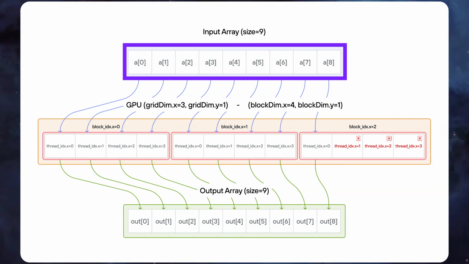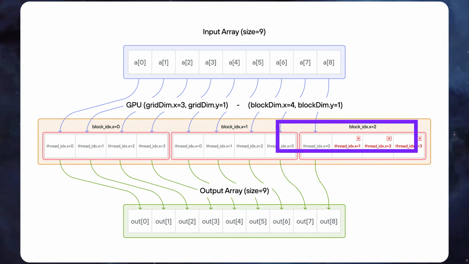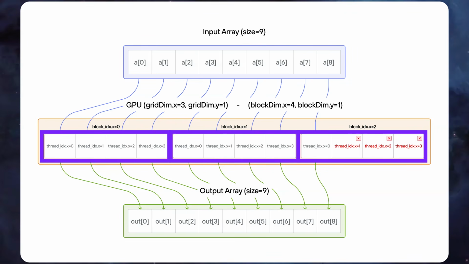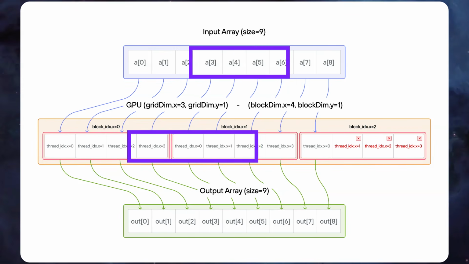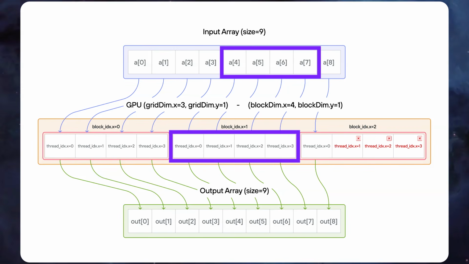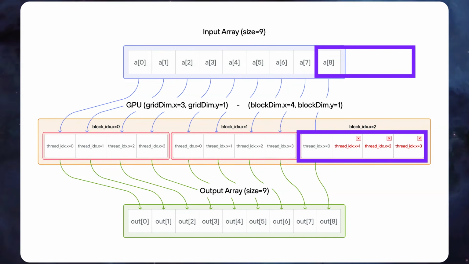In this puzzle, we've got a grid layout. We have 9 data elements, 0 through 8. We launch 3 blocks, each with 4 threads. Block 0 handles indices 0, 1, 2, 3. Block 1 handles indices 4, 5, 6, 7. Block 2 handles index 8. Notice it only needs 1 thread.